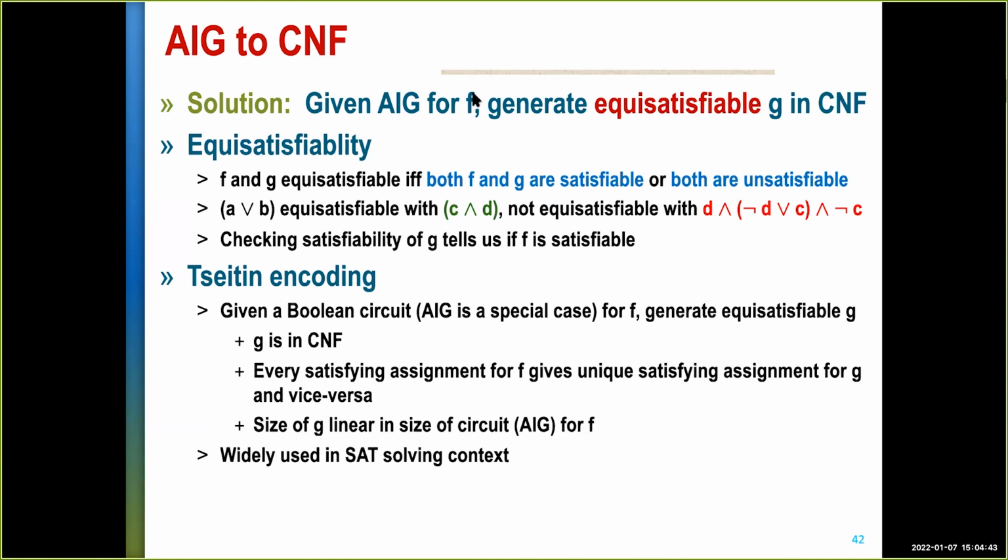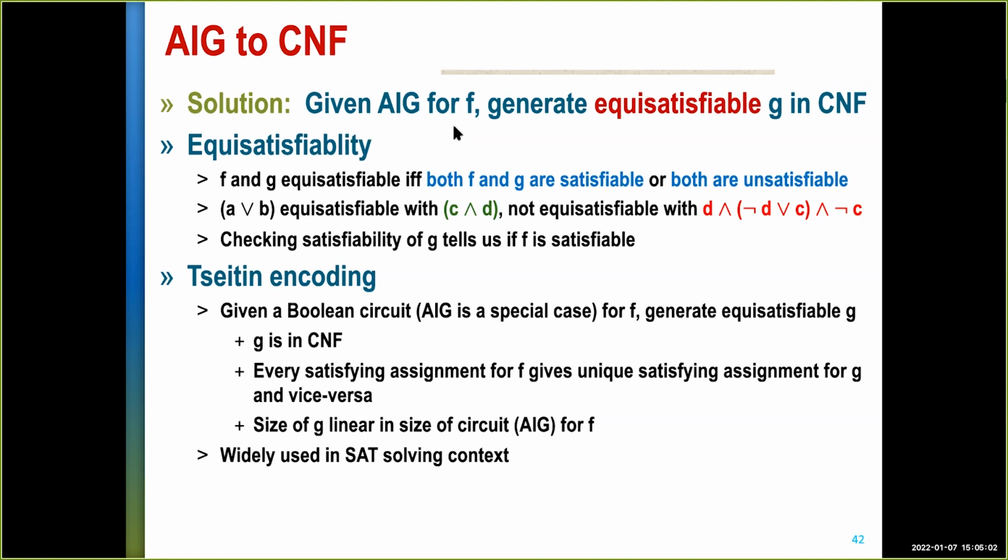So what we do is, given an AIG for F, was Tseitin encoding done as part of Monday's lecture? Shubhajit, can you? I didn't notice it. I don't think so. Maybe not. Okay. So then let me quickly cover it.